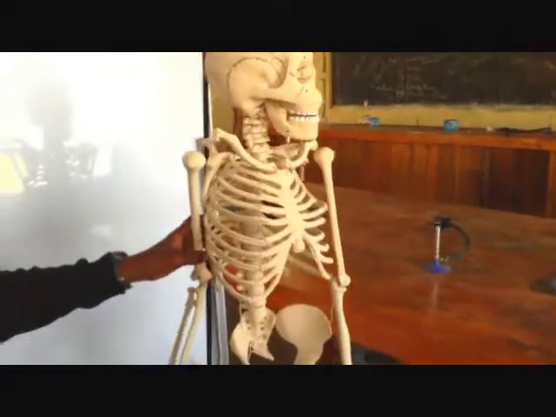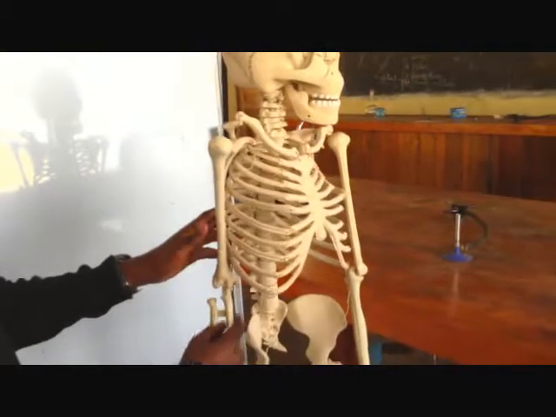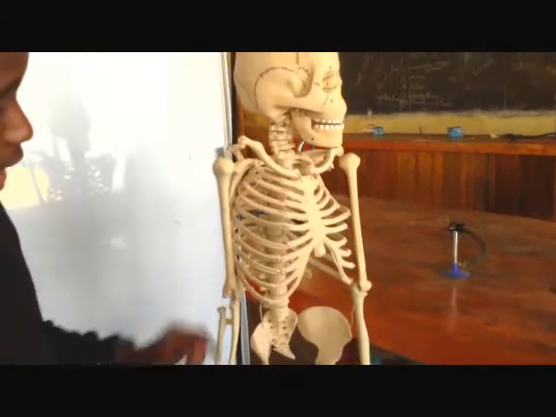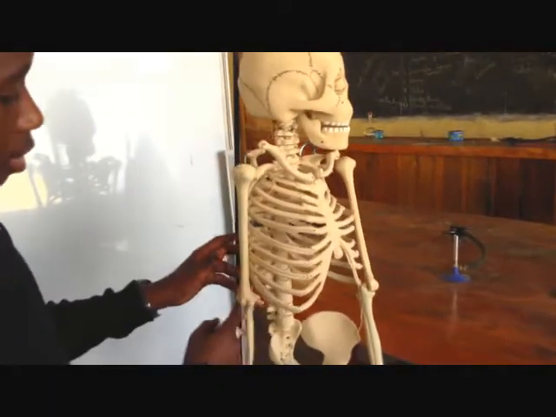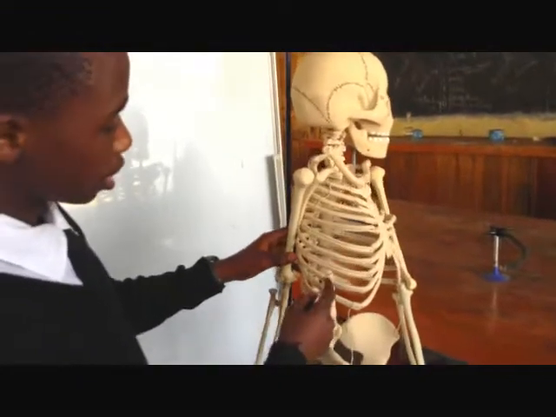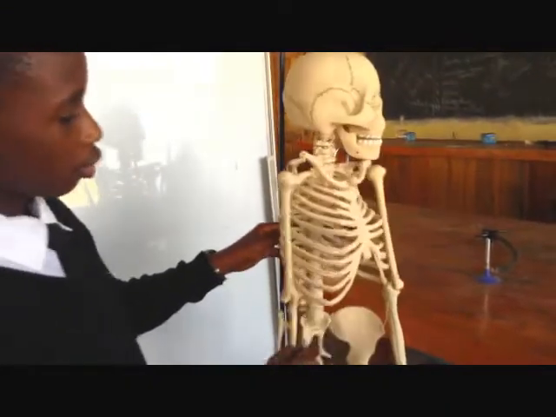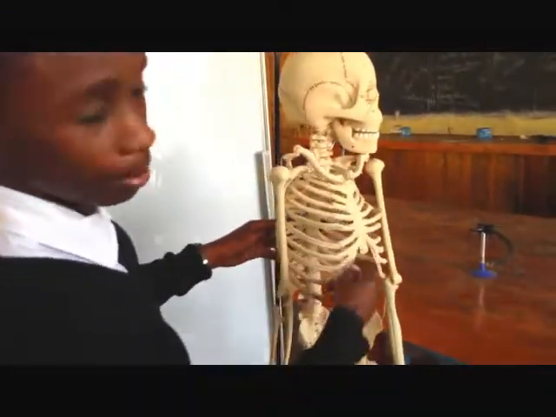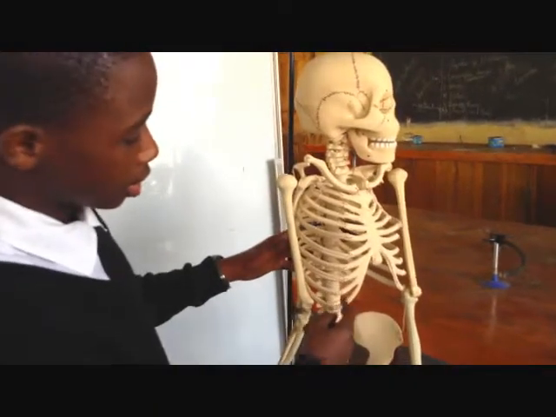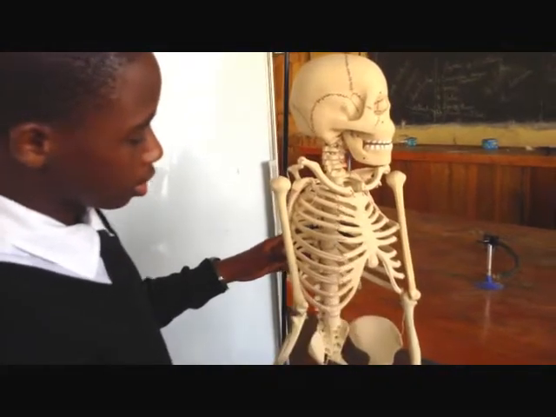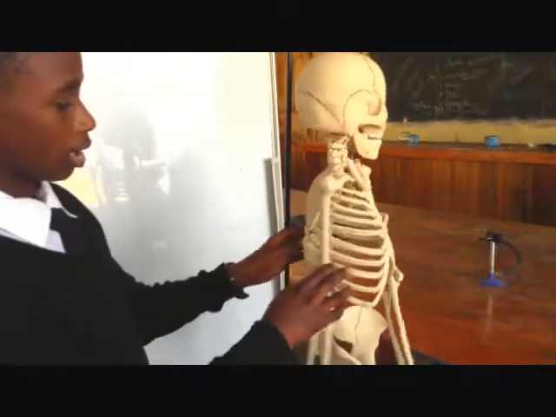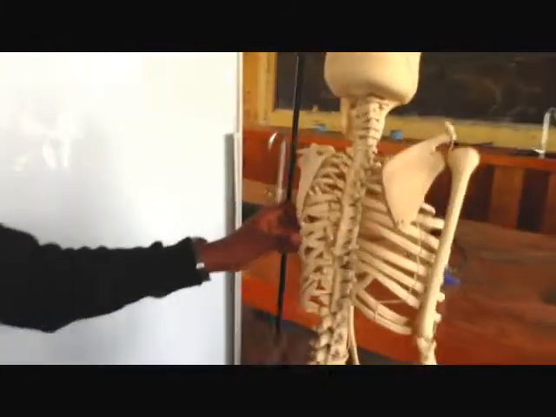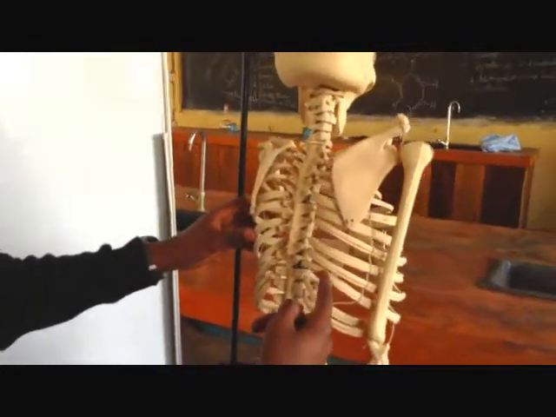Another category is the false ribs. The false ribs are 3 pairs. They are known as false ribs because they have no direct articulation at the sternum, but they just articulate to the last ribs. And at the back, they have articulation with the vertebral column, as you can see over here.